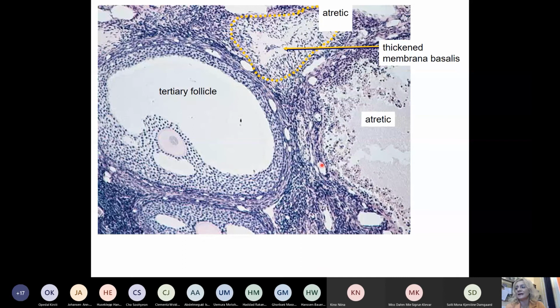Here you can find atretic follicles. Atretic follicles are the degenerating ones, looking as if the whole thing would collapse. And here you can see that this doesn't look normal. So this is a degenerating or atretic follicle.